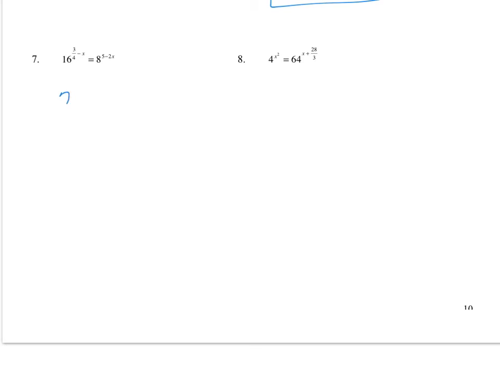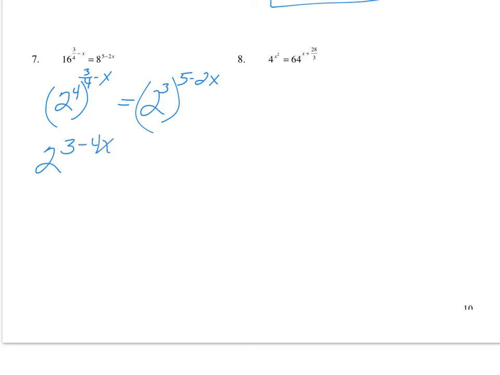2, well, let's see, 2 to the 4th power is 16 and 2 to the 3rd power is 8, so 2 does work. So 2 to the 4th is going to be raised to the 3/4 minus x, and 2 to the 3rd is going to be raised to the 5 minus 2x. Okay, so I'm going to do the power to a power rule and end up with 2 to the, 4 times 3/4 is 12/4, which is 3, minus 4x. Remember the distributive property. 2 raised to the 15 minus 6x.